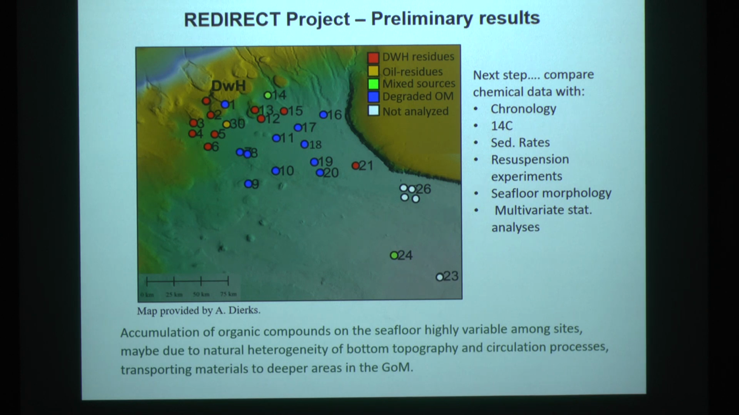But overall, what we see in the chemistry is very different among the sites, which means things are not just moving downslope. It depends on the topography of the seafloor, but as well the circulation processes at depth.